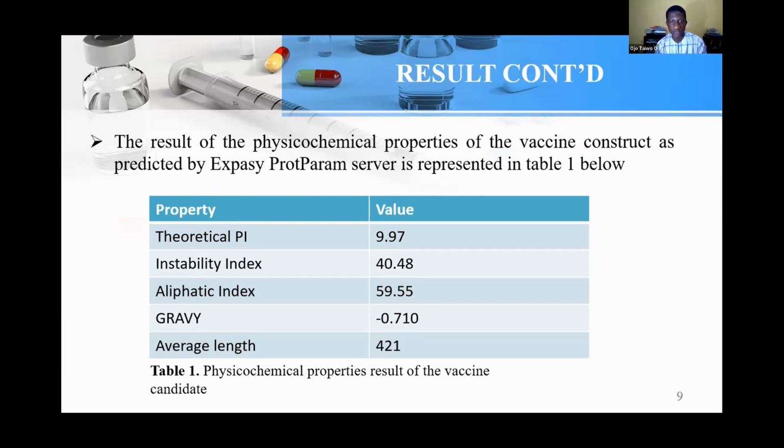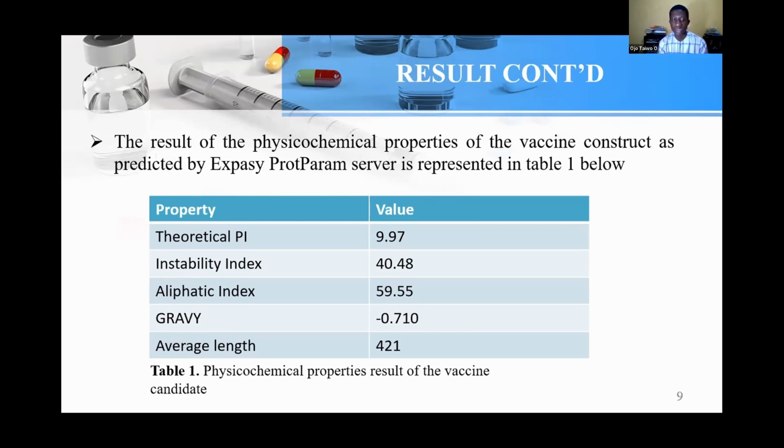And the aliphatic index, 59.55. Now, the purpose of the aliphatic index is that it will tell us whether the protein, which is the vaccine now, will be able to withstand high temperature regions. For example, if the vaccine is later synthesized and taken to high temperature region countries, some might not be able to withstand it, but with this result, the higher the aliphatic index, the better the vaccine will be able to withstand high temperature regions. So the aliphatic index of the construct was predicted to be 59.5.